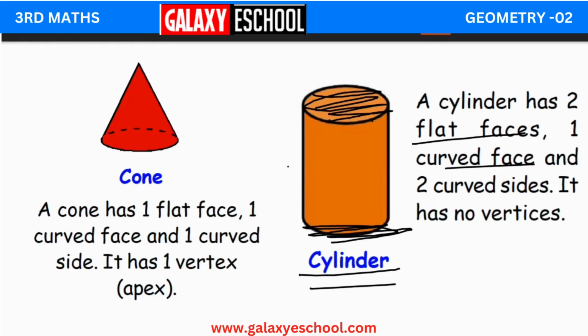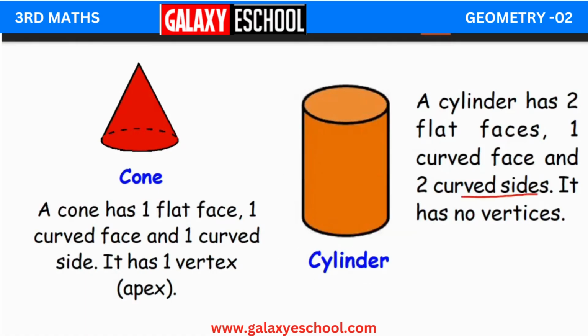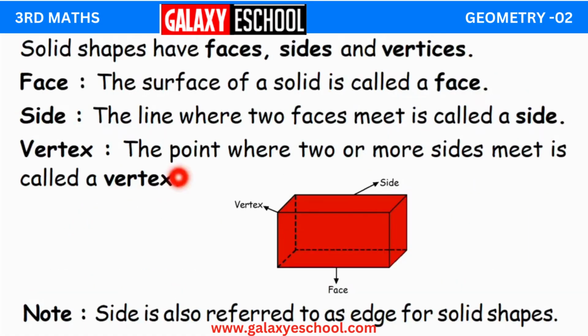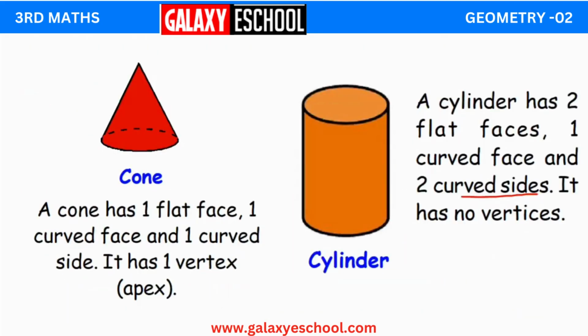Now coming to our curved face, children, it is having one curved face. This is our one curved face. So a cylinder has two flat faces, one at the top and one at the bottom, and one curved face. Coming to the sides, children, what is a side? What did we learn? A side is the line where two faces meet.